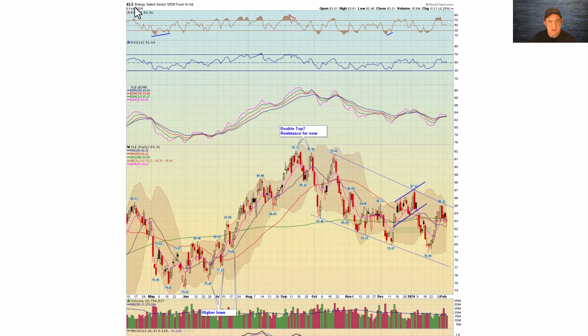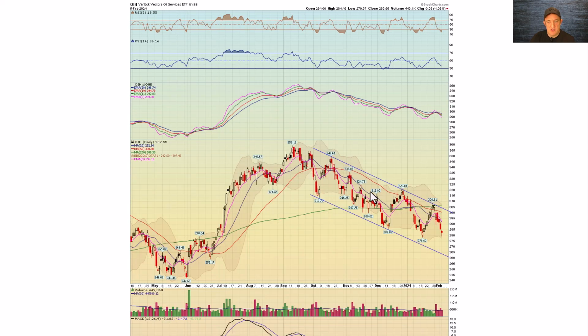The energy space, here's XLE. You know, it had a nice rally, stalled near that downtrend channel line, pulling back a little bit. Chart number 37, here's oil services. Now this one had a heck of a pullback from that channel line. So again, that's your main resistance, this downtrend channel line.